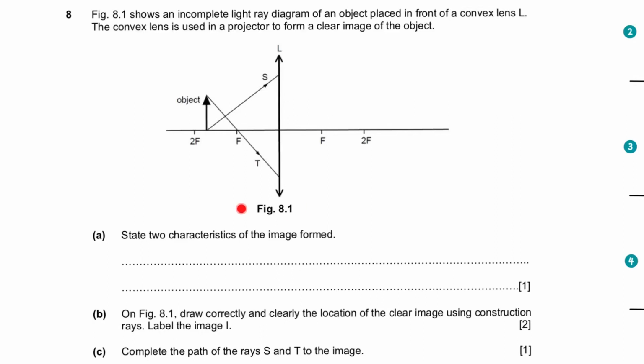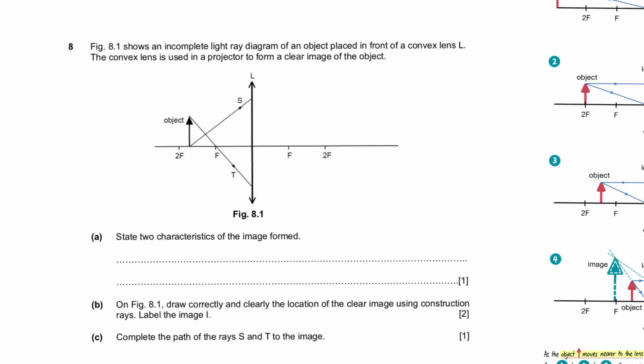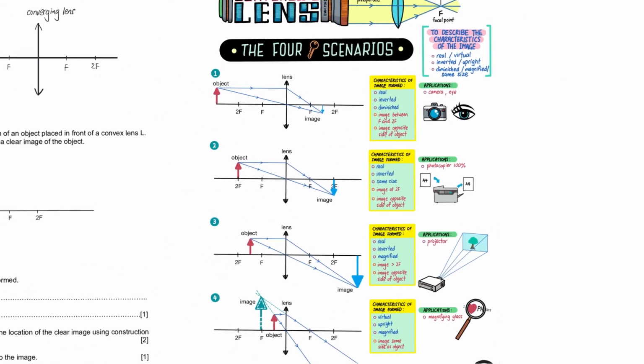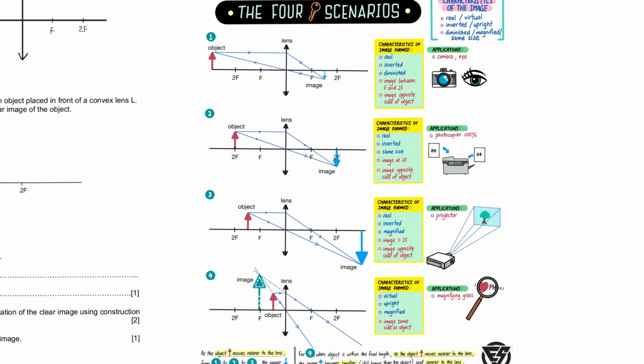In this video, we'll go through this lens question. But before that, let's go through the basic concept. I hope you remember this page where I've given you in the notes here. There are 4 key scenarios where the object either is at more than 2f, at 2f, between f and 2f, and lastly, less than f. And what kind of image will you get, and what is the characteristic. All these we have gone through.